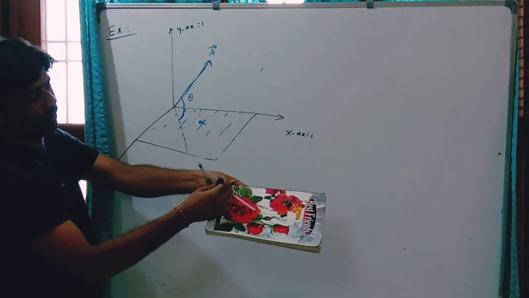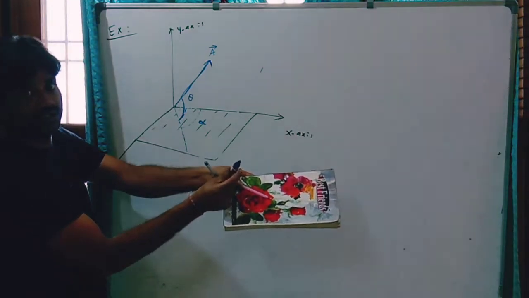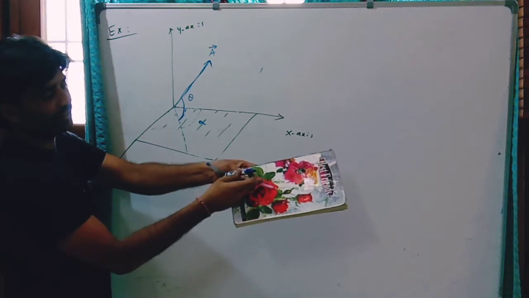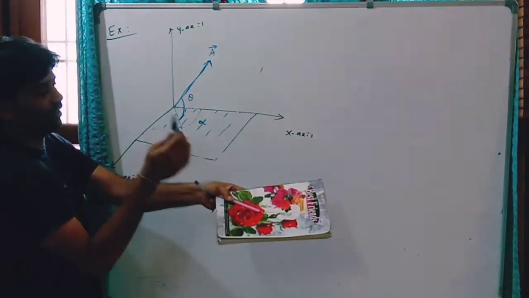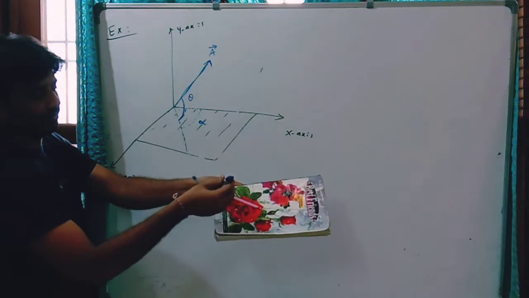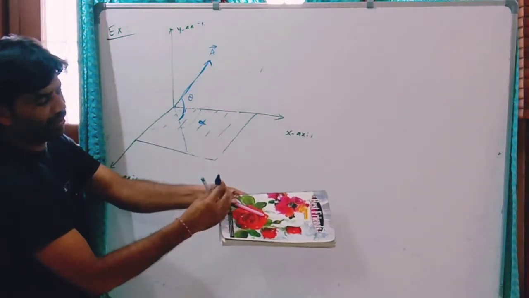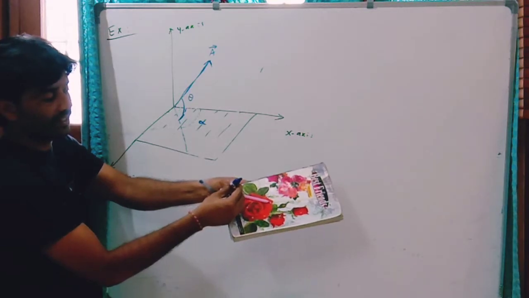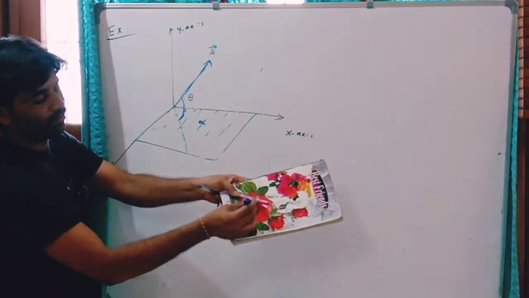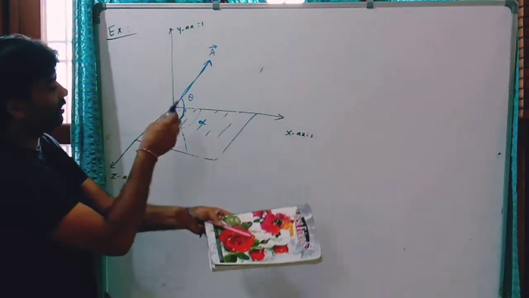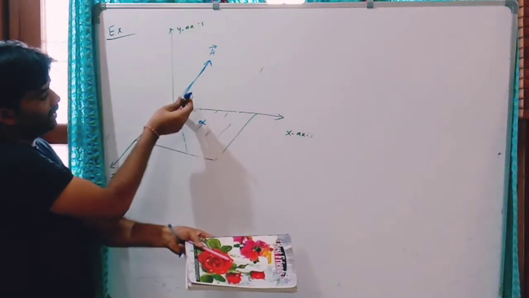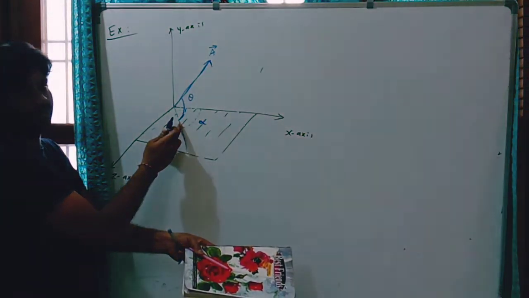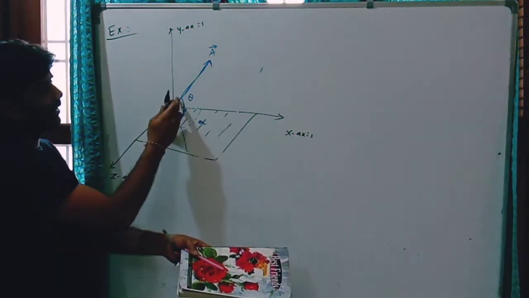Now this is our vector. This marker is our vector now. So it is making theta angle with this pen, this line or this xz plane. So this is the vector, the angle made by this vector. This pink color pen is theta, and the angle between this pen and this x axis is alpha. Angle made by this vector with this line which lies in xz plane is theta.